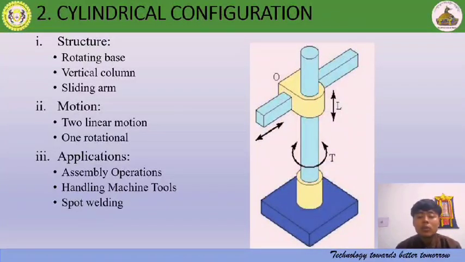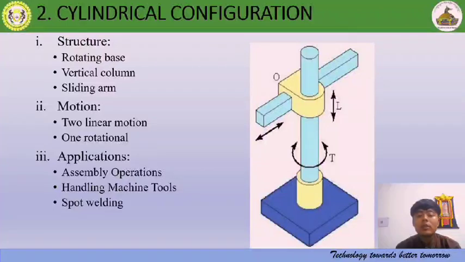And next, to talk about the motion. So first, the two linear joints. One linear joint allows the arm to move vertically up and down along a column, and the other allows the arm to extend and retract horizontally. Next, one rotation. The base of the robot can rotate, allowing the entire structure to turn around a central axis or a point. Next, the application.